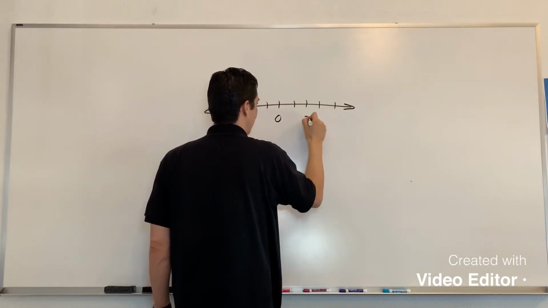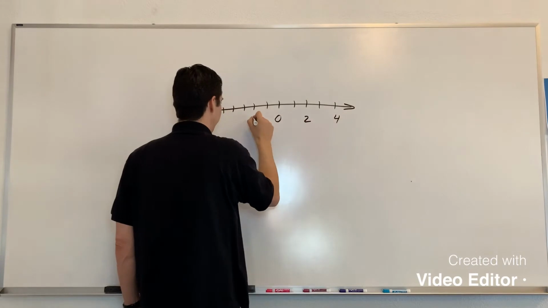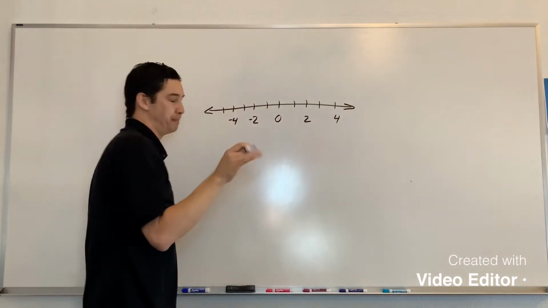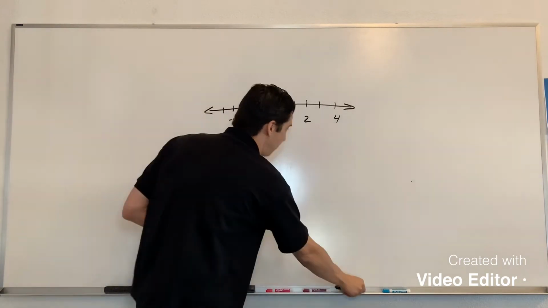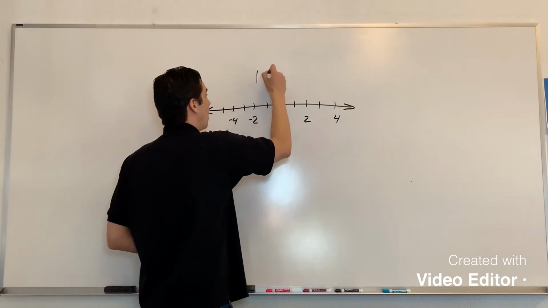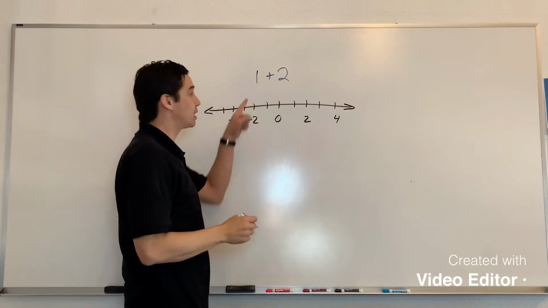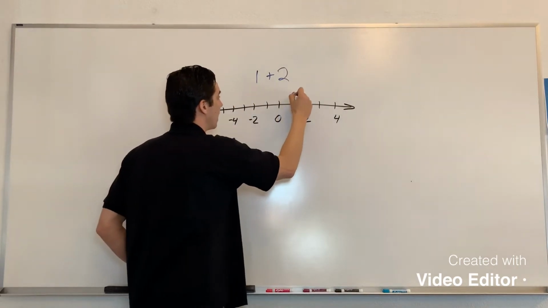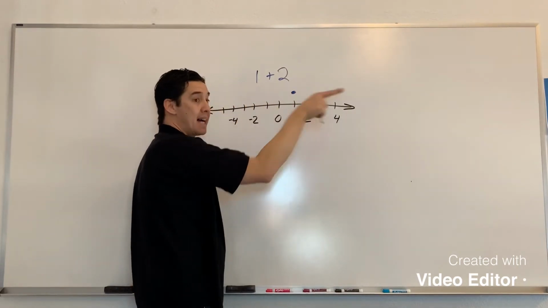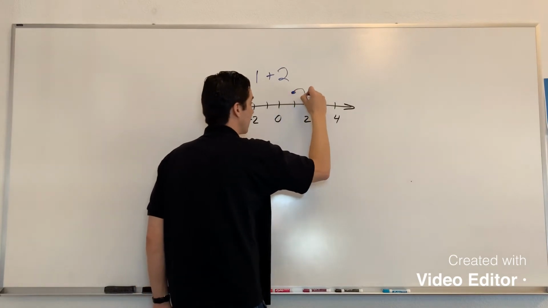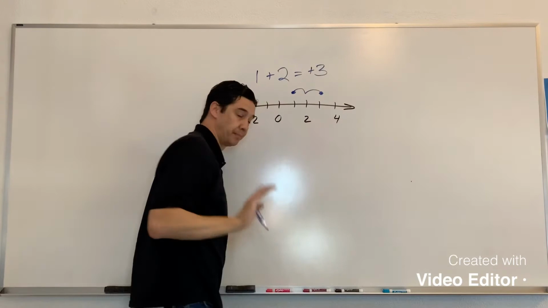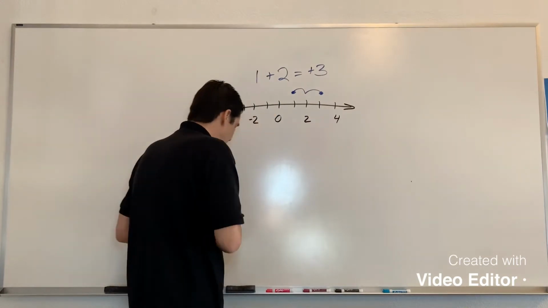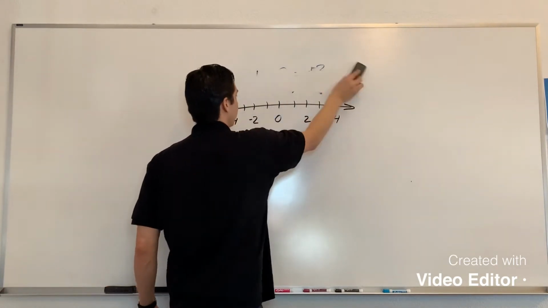Call this 0, 2, 4, negative 2, negative 4, right? All right, so say we have a problem like 1 plus 2. So you start at 1, and then we're going to go positive 2 units, which gives us positive 3. Cool? Let's take a look at another example.